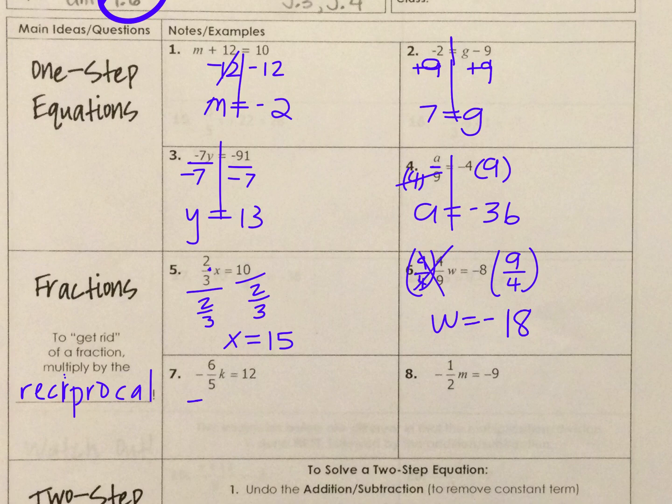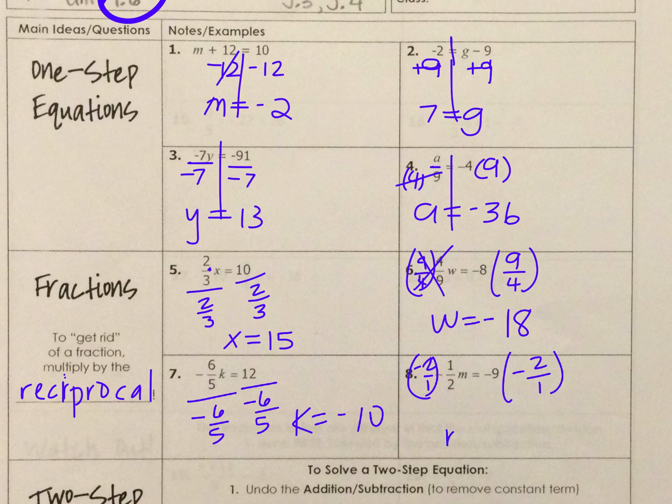So this one I'm just going to divide again. -6/5. I divide by -6/5. I end with K equals -10. This one I want to flip. It's going to be -2/1 times -2/1. When I multiply that, I get 18. All right. Now, that was a review of all the one-step problems.